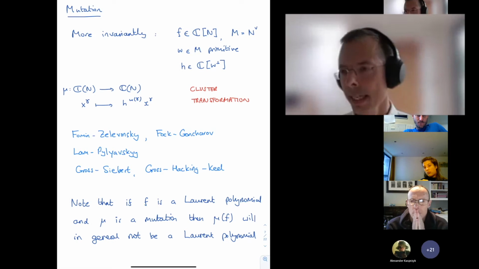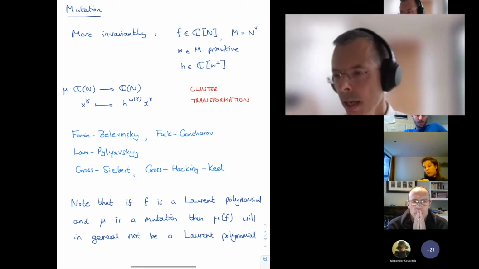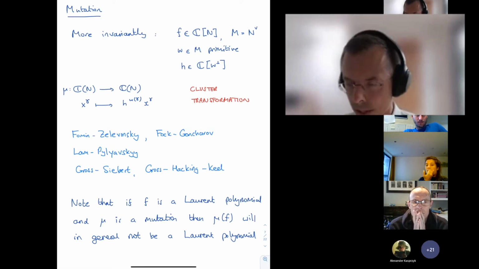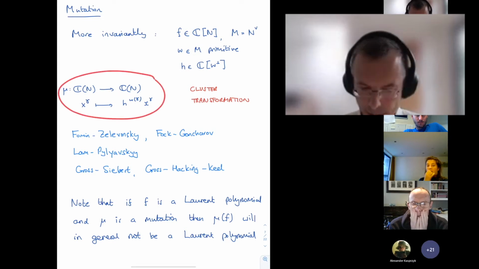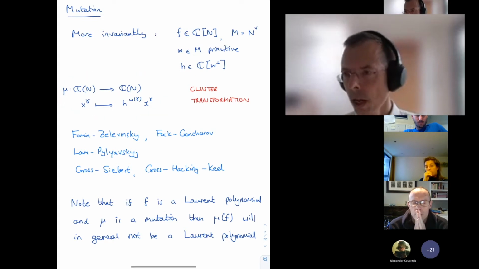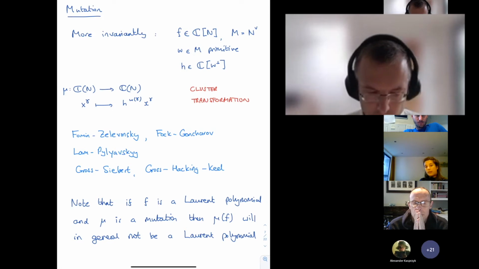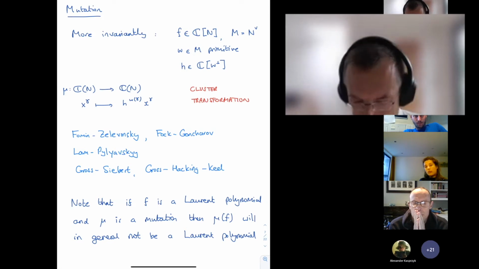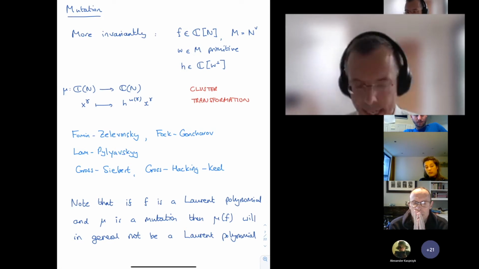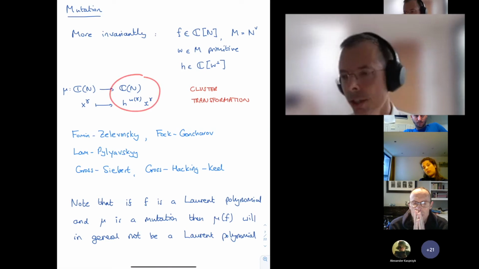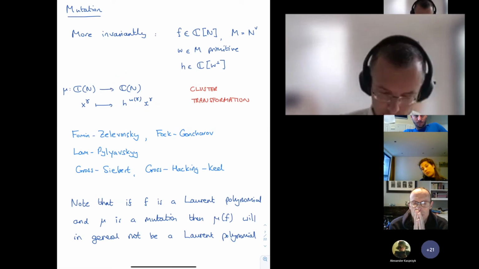So, going back to Ed's question for a moment, are these transformations of the torus? Yes, they're birational transformations of the torus, which means that if you take a Laurent polynomial and you apply a mutation, then in general, you will only get a rational function. You will not always get a Laurent polynomial.